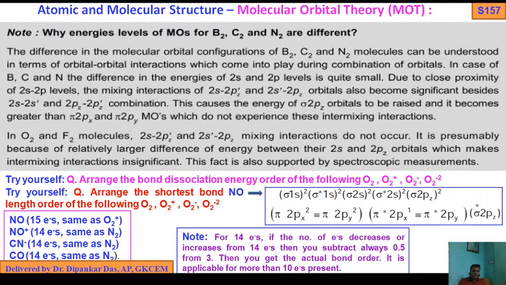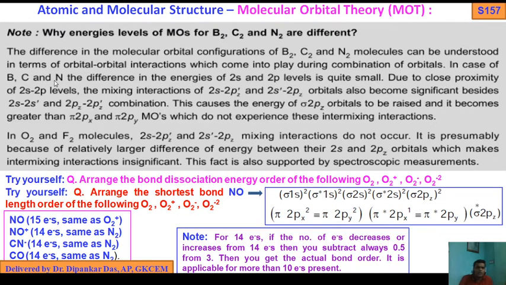Okay, so again I tell you, this is very important: why sigma 2pz comes in first, with lower energy, then pi 2px, pi 2py in the case of O2 molecules. That can be explained by these three explanations. So again I tell you, the difference in the molecular orbital configurations of B2, C2, N2 molecules can be understood in terms of orbital interactions which come into play during combination of orbitals.